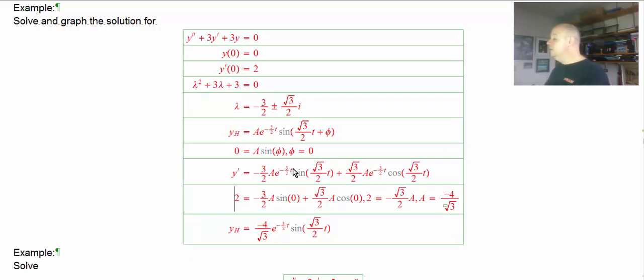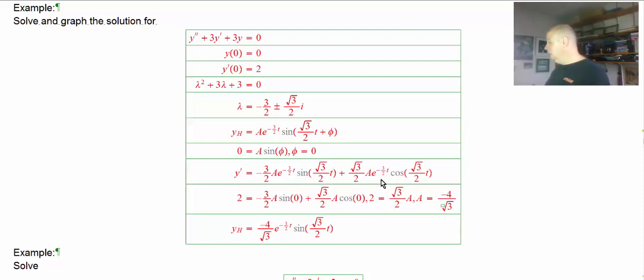e to the 0 is 1, sine of 0 is 0, e to the 0 is 1, cos of 0 is 1. So I get a is equal to 4 over root 3. I knew that phi was equal to 0. So here's the solution to this differential equation that goes through the point 0, 0, goes through the origin with a slope of 2.